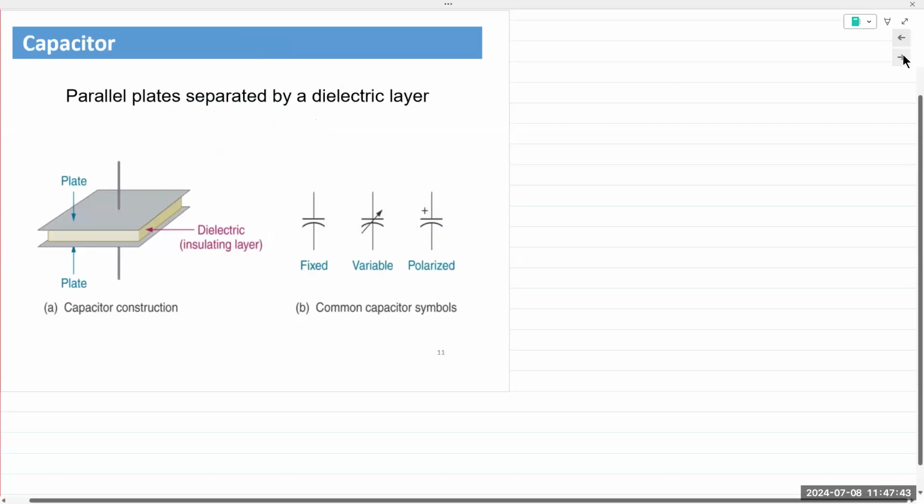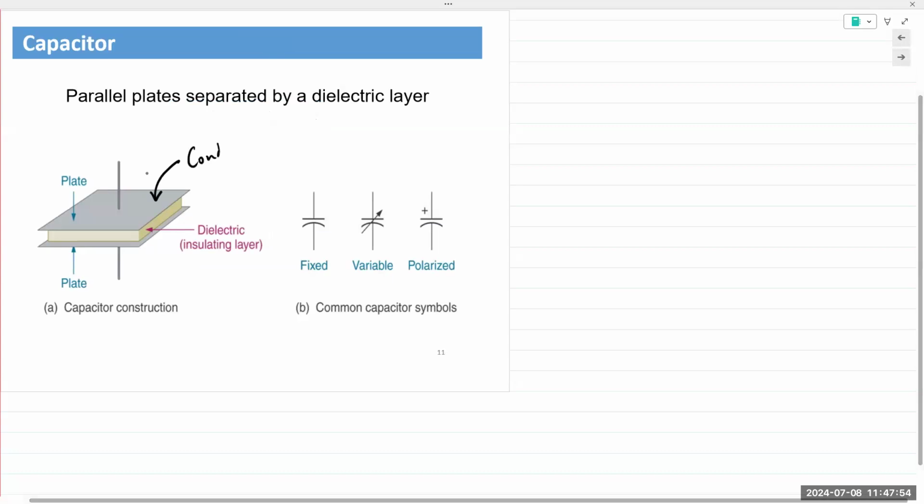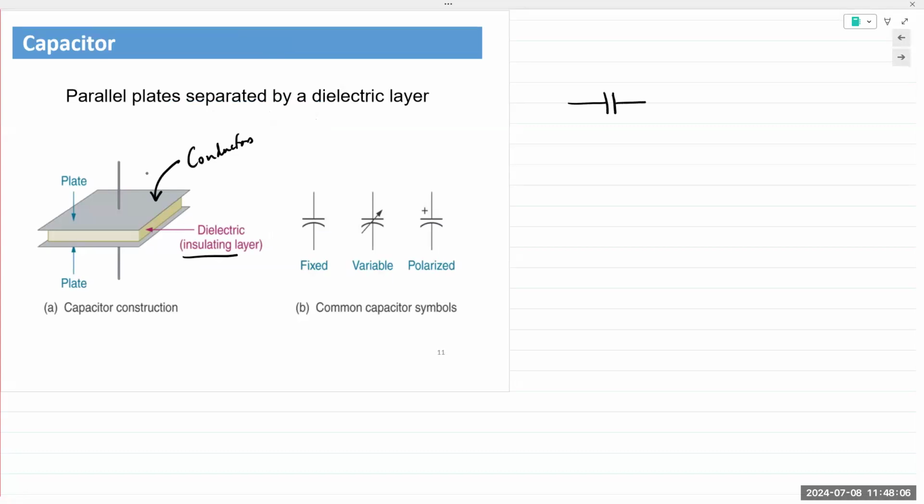Capacitors are nothing but two parallel plates separated by an insulating material. The two parallel plates are conductors, and this is the insulating material. The symbol for a capacitor is typically two parallel lines of equal length. They are not polarized except for an electrolytic capacitor.